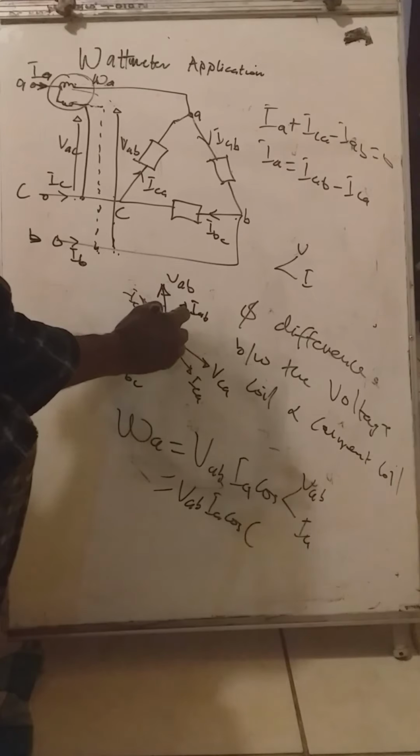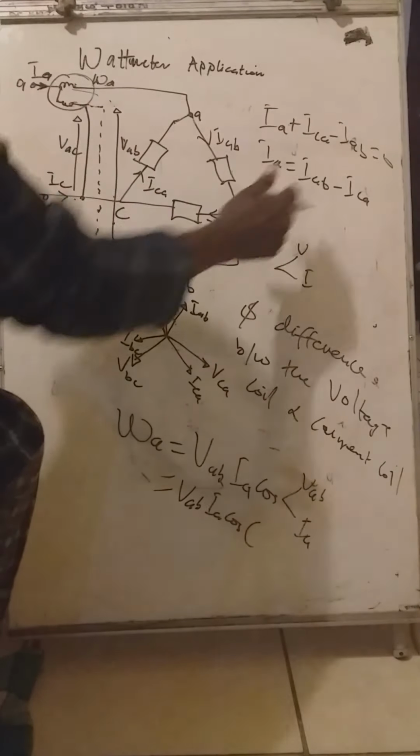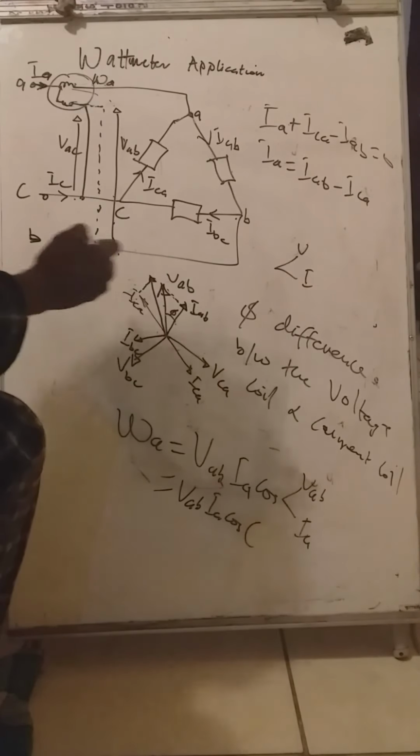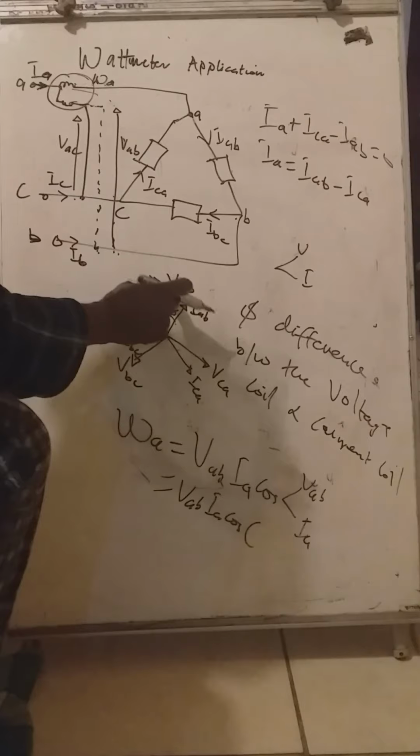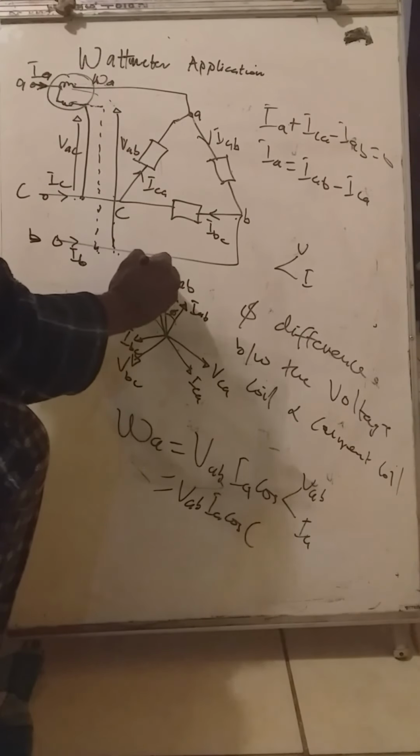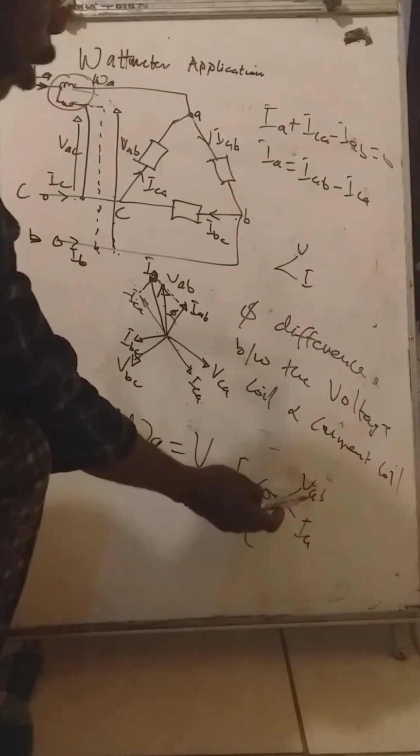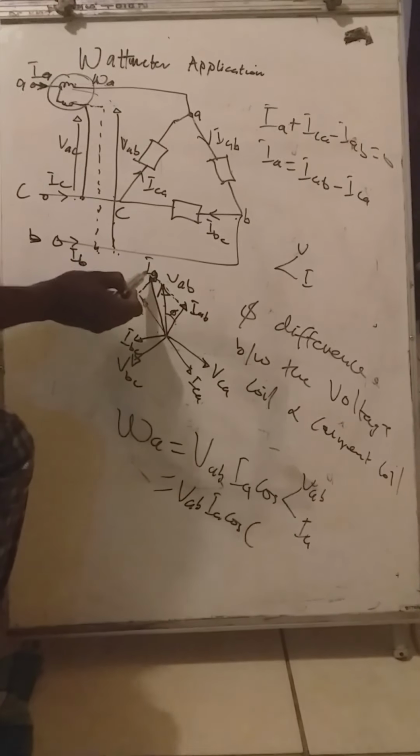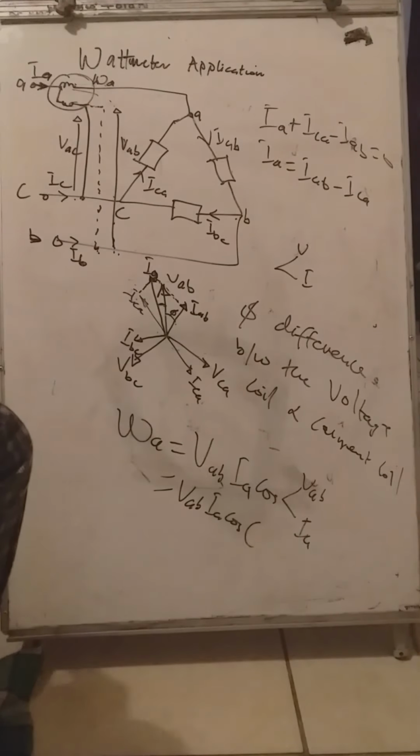So your IA is supposed to be the phasor sum of IAB and ICA reverse, negative ICA reverse and IAB. That will be the phasor sum of our IA. Right. So now we want to know the angle between VAB and IA. This is VAB and this is IA. We want to determine this angle between VAB and IA.